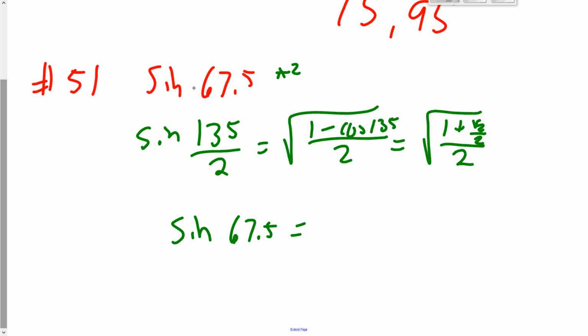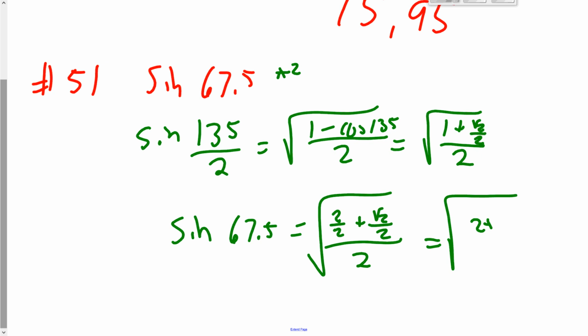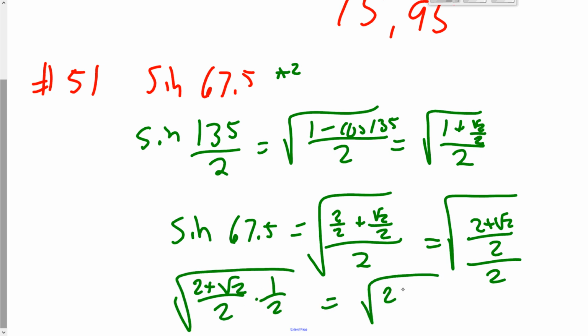We're at 67.5, so we're in the first quadrant, so this is going to be positive. And then we have 2 over 2 plus root 2 over 2, all over 2, and again, that's inside the square root. We have 2 plus root 2 all over 2 divided by 2, which is times by 1/2. So 2 plus root 2 over 2 times 1/2, which is 4. So that's going to equal the square root of 2 plus root 2 over 4, which is going to equal the square root of 2 plus root 2 all over 2, because I take the radical on the bottom, right? So that's our answer for that one.